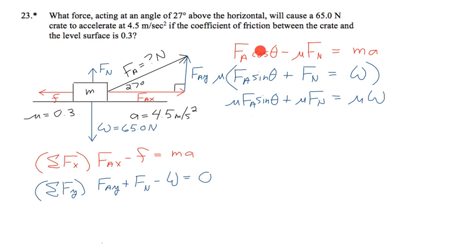Now I'm going to take this equation and this equation and add them together. When I add this with this, I get F_A cosine theta plus mu F_A sine theta. That's now my left side, because the minus mu F_N cancels the plus mu F_N. The minus mu F_N plus mu F_N is 0. And on the other side, I'm going to have Ma plus mu W.